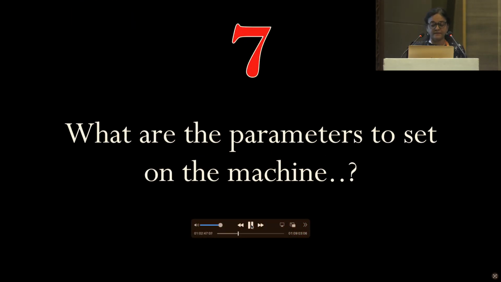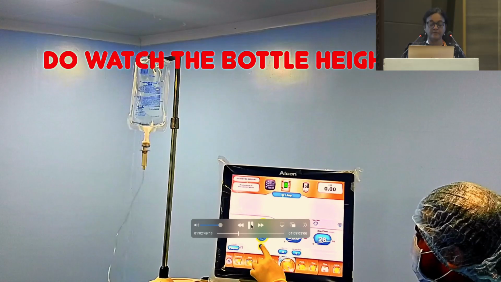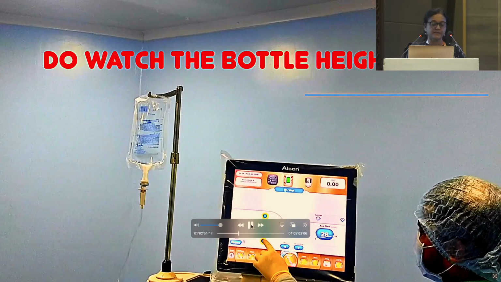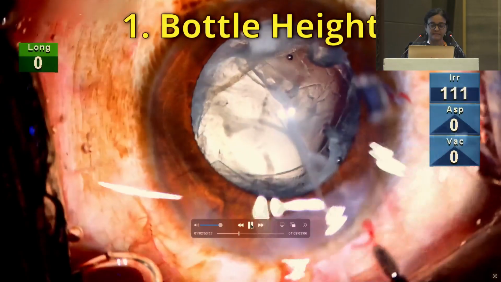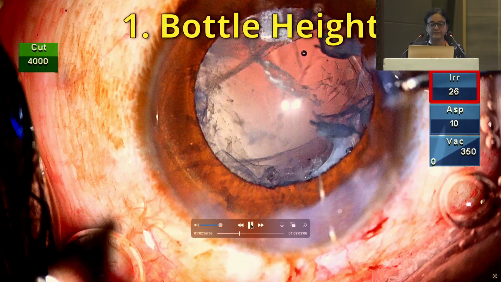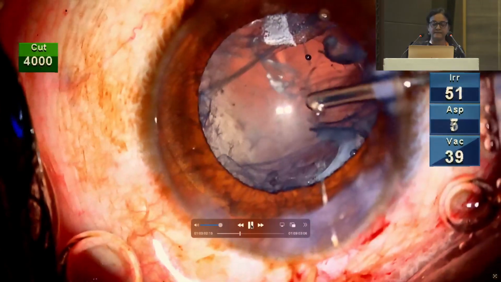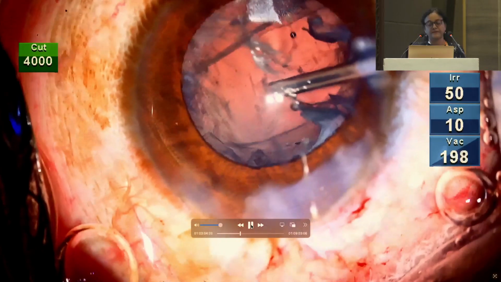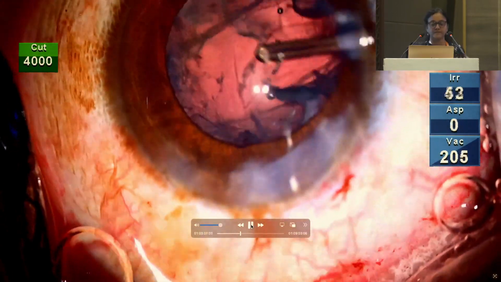What are the parameters to set on the machine? Always the first thing, whenever you suspect a PC disturbance or a PC tear, decrease the bottle height. Once the bottle height is decreased, the infusion pressure in the anterior chamber decreases, and a sudden gush of contents from the anterior chamber towards the vitreous does not happen.